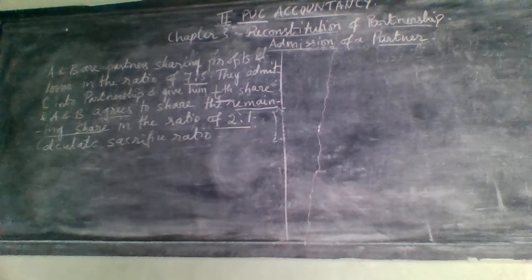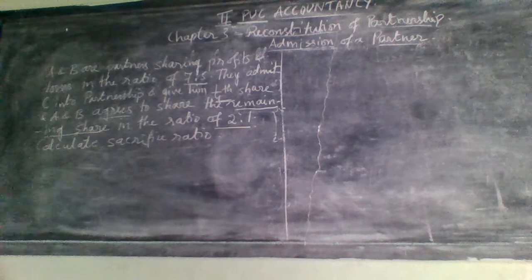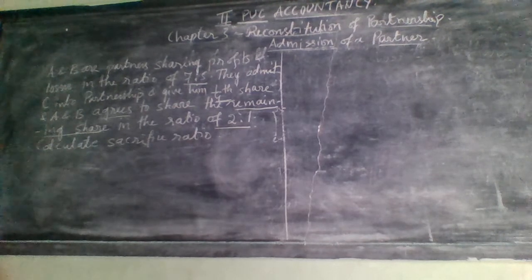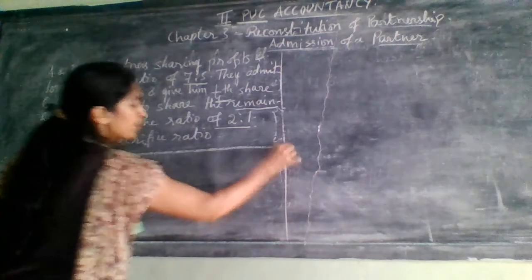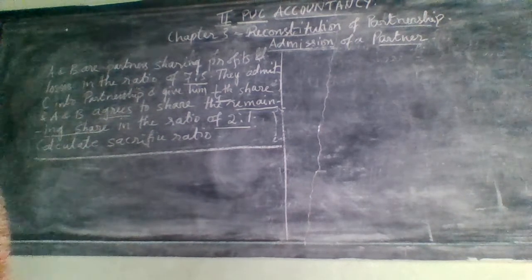So when they give a problem like this, the first thing you need to calculate is the new profit sharing ratio. So how to get that? To get the new profit sharing ratio, the formula is agreed share into remaining share.